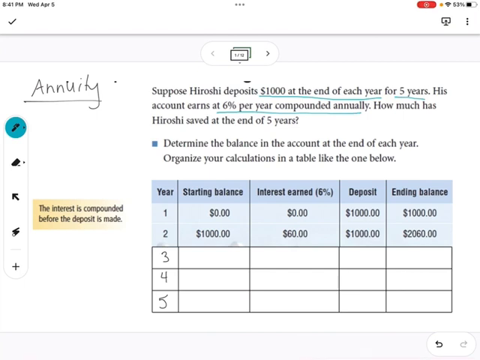Year 2, there's $1,000, and we're earning 6% on that. So 6% of 1,000 is $60. And then another $1,000 is deposited at the end of year 2. So if we add together the 1,000, the 60, and another 1,000, we have $2,060 at the end of year 2. So that's what we're carrying into year 3.